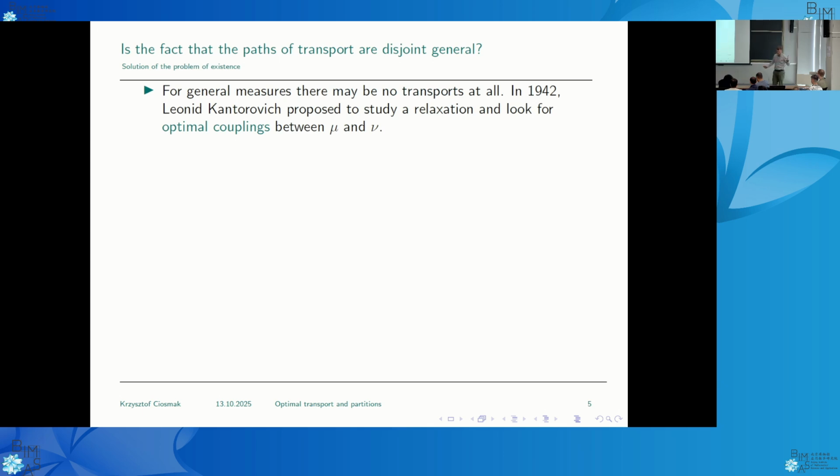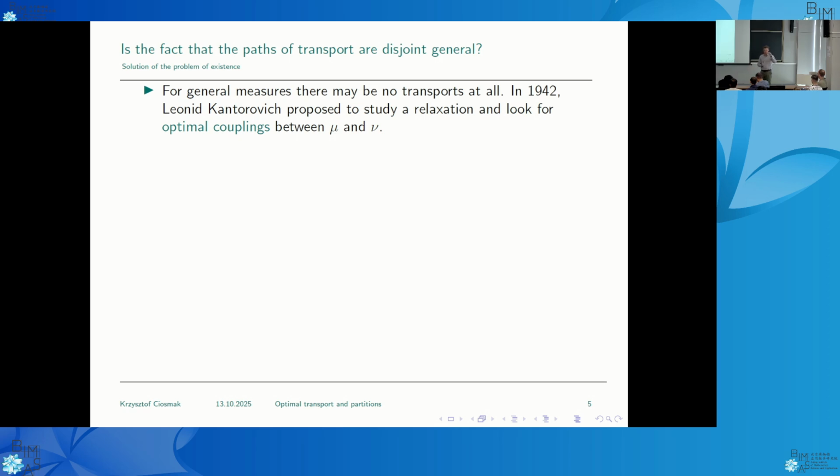All right, so for a long time it was not known whether such an optimal map exists, let's say, for absolutely continuous measures on manifolds. But even more is true. If we consider arbitrary measures, then it might happen that there is no transport map that pushes forward one measure onto the other.